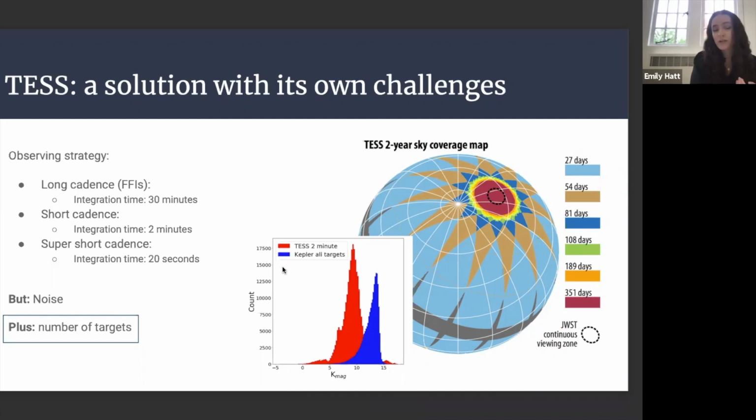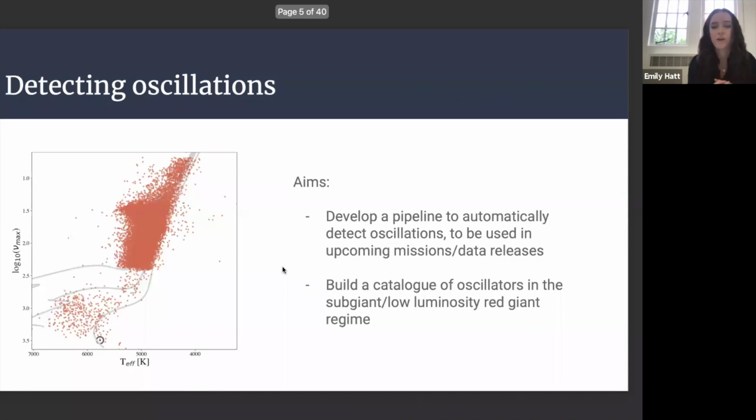So that brings me to the main aims of the work that I'm doing over the past year in Birmingham. Firstly, we want to develop a pipeline that automatically detects oscillations. As we said in the beginning, this is being designed with Plato in mind, but of course, TESS is still observing, so it can be used on upcoming data releases from TESS. And then secondly, to build that catalogue of oscillators in that subgiant / low luminosity red giant branch regime, where the detections were sparser from Kepler.